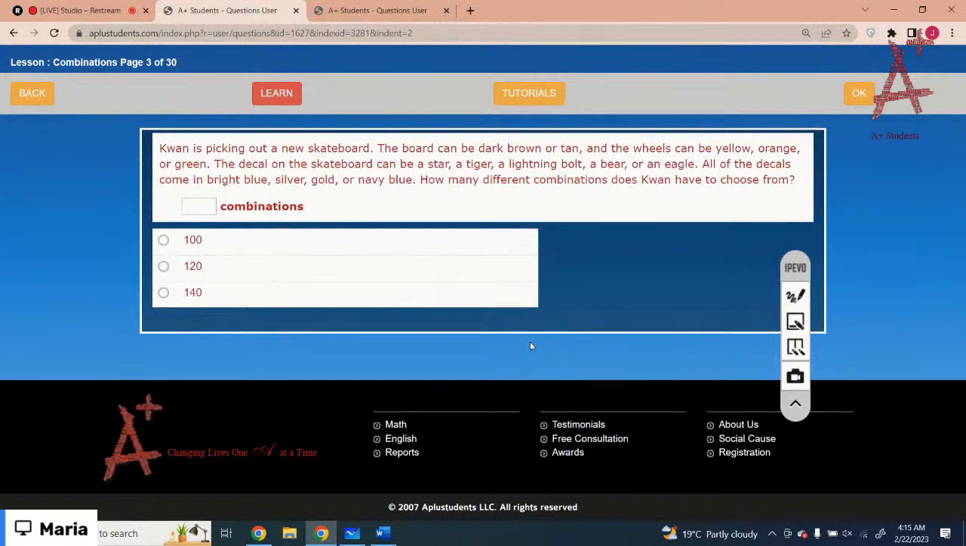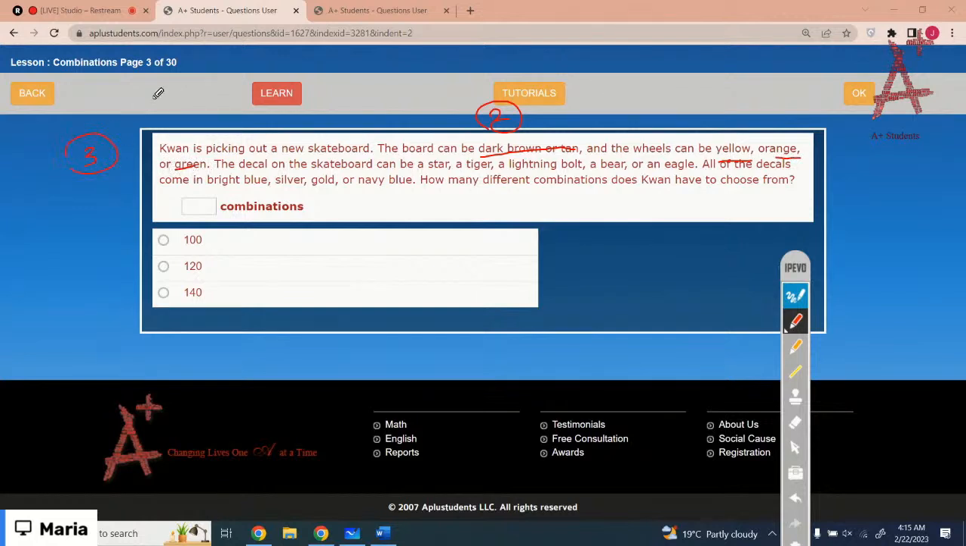One is picking out a new skateboard. The board can be dark brown or tan, and the wheels can be yellow, orange, or green. So the board has two options, and the wheels have three options. The decal on the skateboard can be a star, a tiger, a lightning bolt, a bear, or an eagle. One, 2, 3, 4, 5.